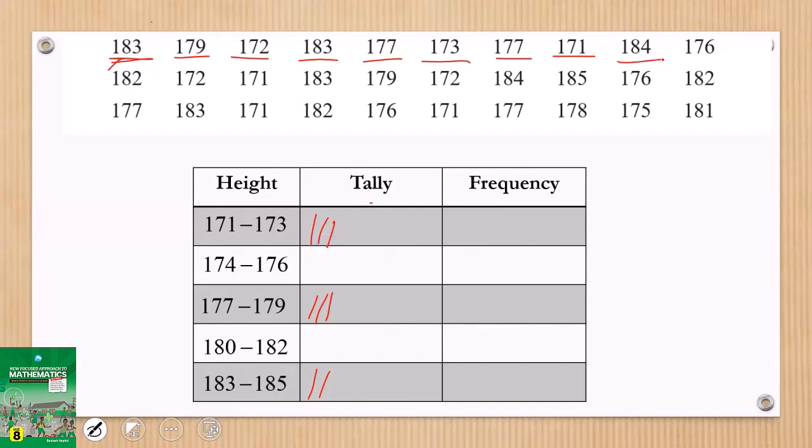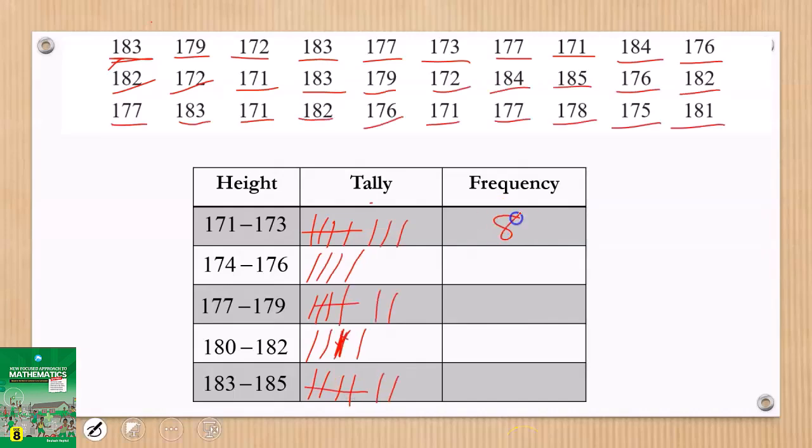184 is here, 176 can be here, 182 is here, that is this and that. 172 is here. Then 171. Now when we get 171, you can just cross it. Okay, that makes it 5. Then 183 is here. So you can do this until you fill all of them, and you see that here we have 8 of them, here we have 4, here we have 7, we have 4, we have 7, right? So that is the frequency distribution table.